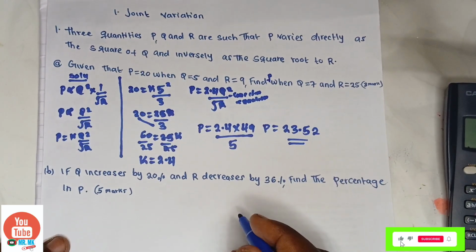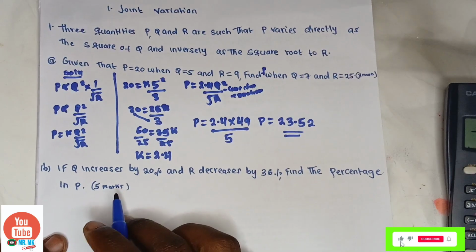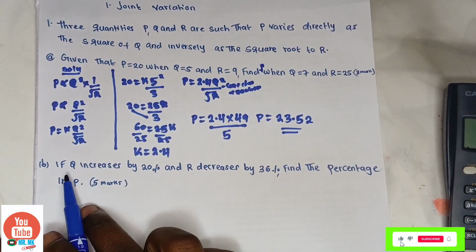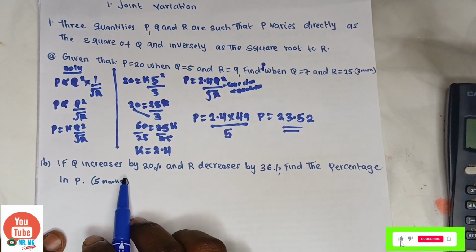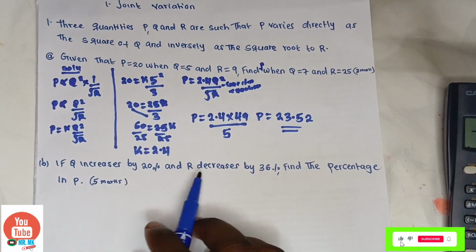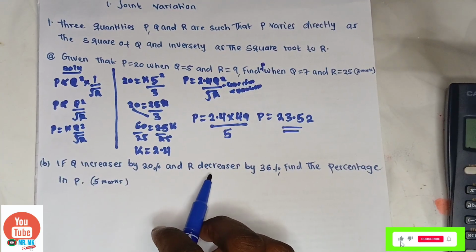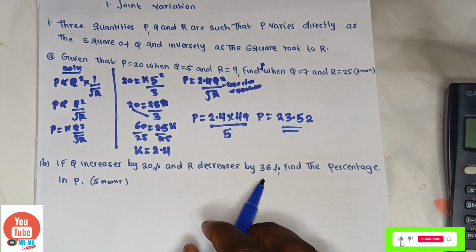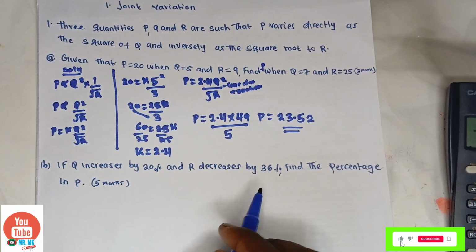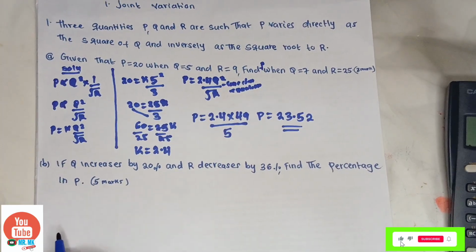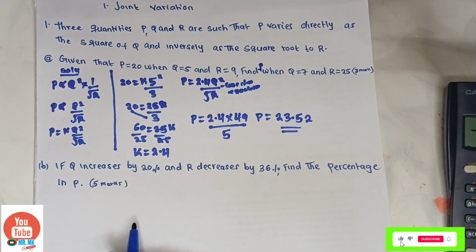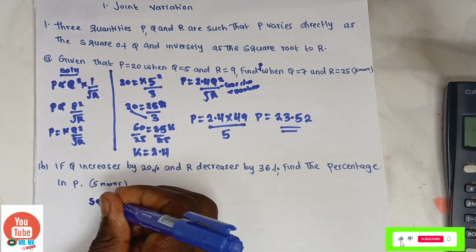Let's do this one also. It is similar, but different. If Q increases by 20% and R decreases by 36%, find the percentage change in P. How do we go about the solution?